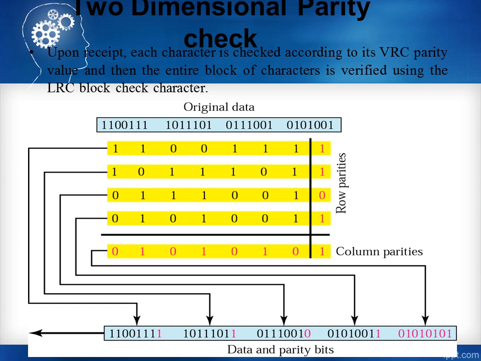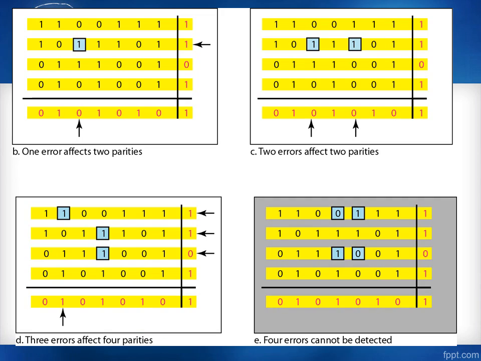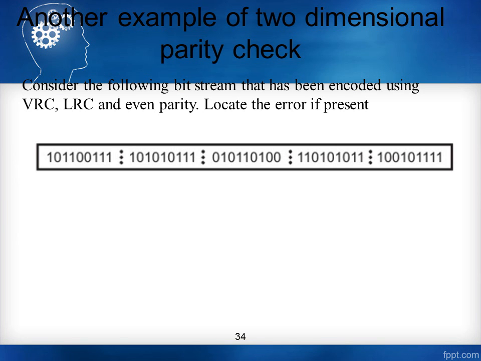This is the example for the two-dimensional parity check, where we are going to see how the data bits have been arranged longitudinally and vertically, and we are going to see the effect of one error, two errors, three as well as four errors, where the two-dimensional check works for one error, two errors, but not for four errors.